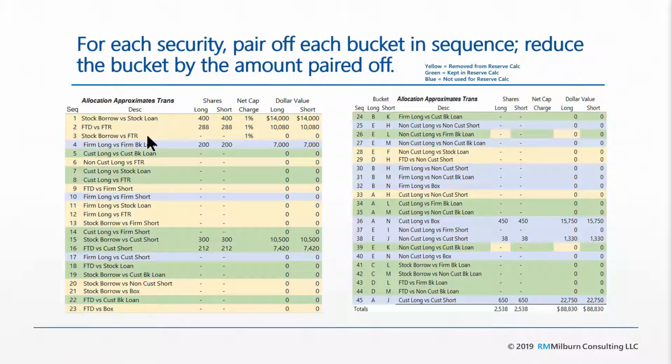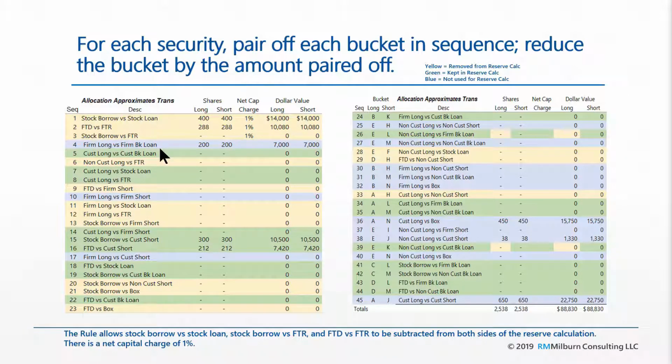And that becomes a benefit for us because anything on the debit side, you have to reduce 3%. And therefore, by removing these from the reserve calculations before you have to remove the 3%, you're able to reduce your deposit. We go down through each one of the allocations and we're looking for our amounts that we can pair off. Say, for example, here's the firm long versus the firm bank loan. We saw that, and that was the 200 shares or $7,000.